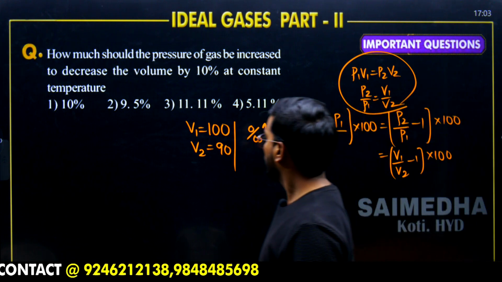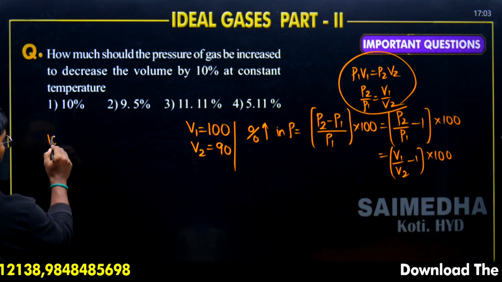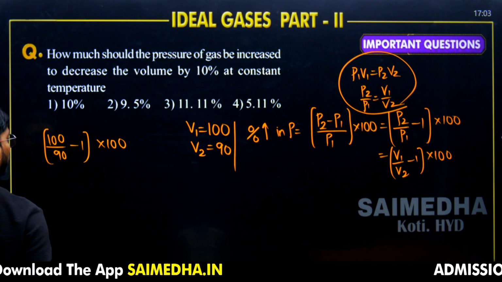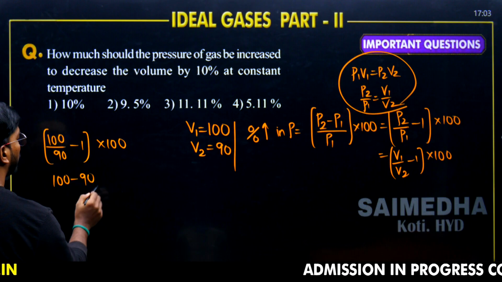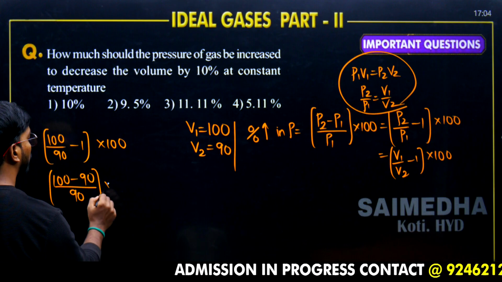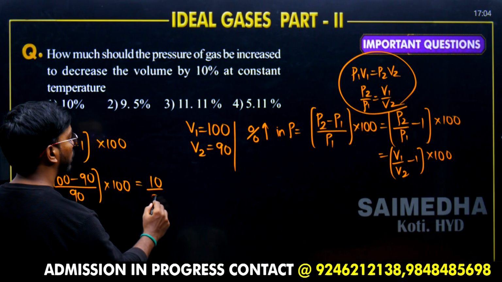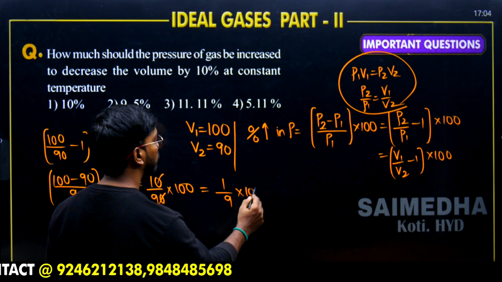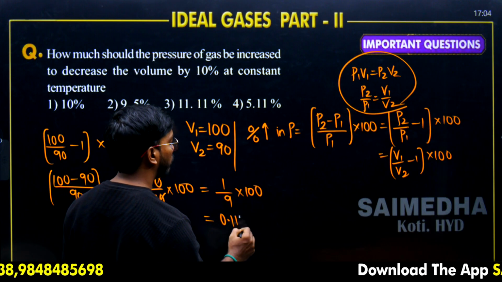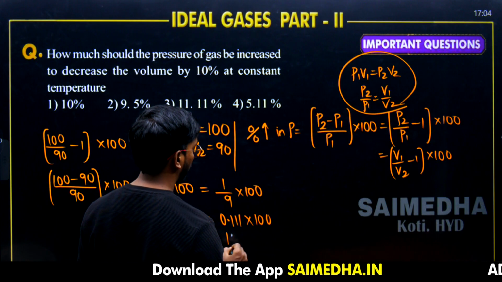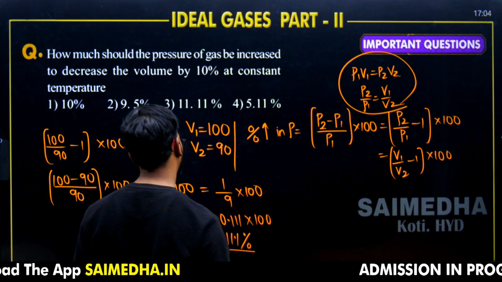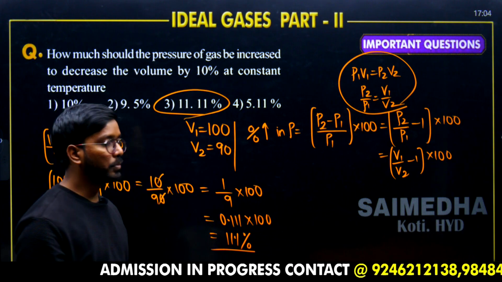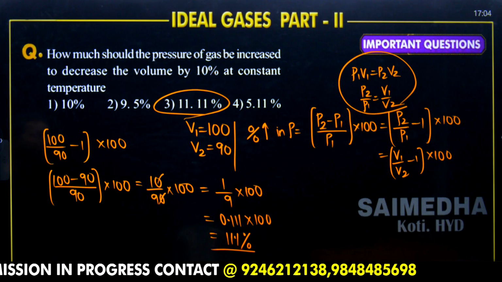Substituting it here, V1 is how much? 100. So 100 by 90 minus 1 into 100. It can be written as 100 minus 90 divided by 90 into 100. That is 10 divided by 90 into 100. That is 1 divided by 9 into 100. That is 0.111 into 100. That is 11.1%. Okay, what is the correct answer now? Option number 3. Very simple question, but yet effective for the ECET examination.